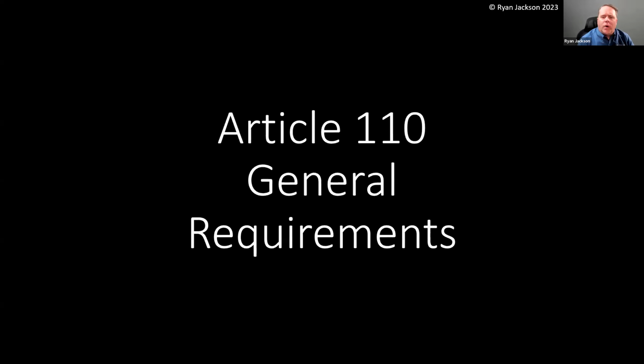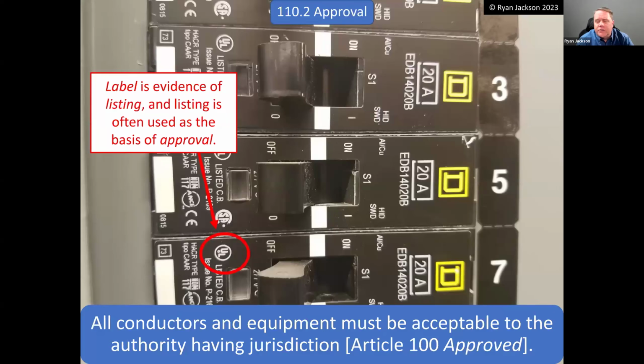All right, Article 110, general requirements. So Article 110 is a huge article, and I normally do like a full 8-hour class just on Article 110, but we're just going to do a couple of sections here today, and then we'll wrap up. So 110.2 approval. All conductors and equipment need to be acceptable to the authority having jurisdiction.